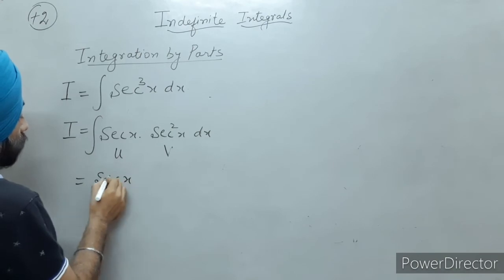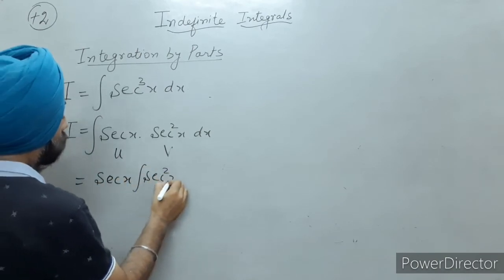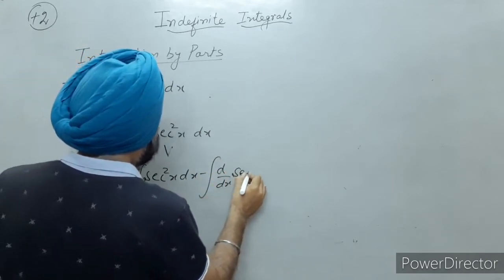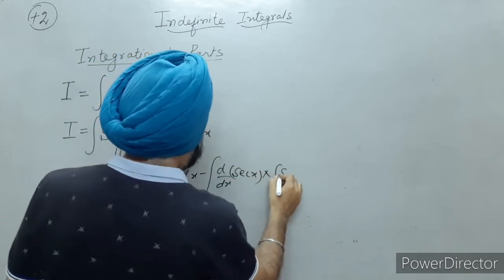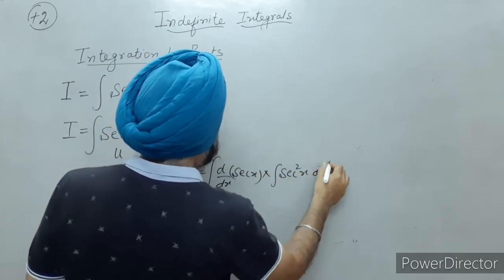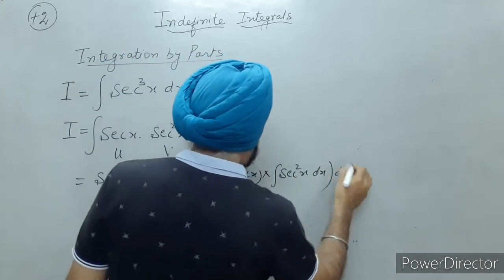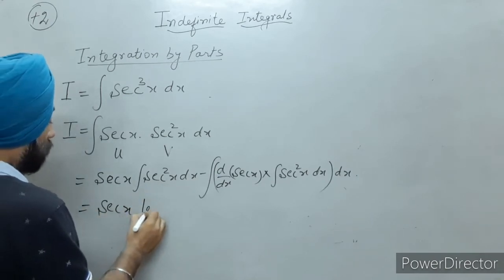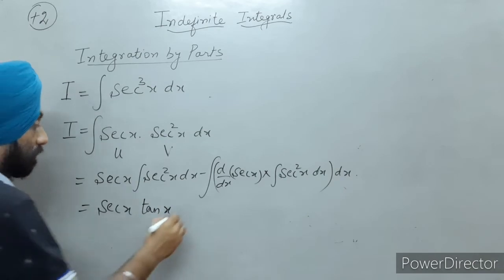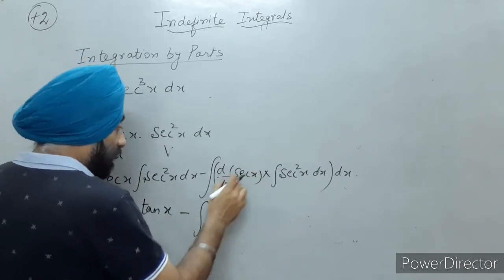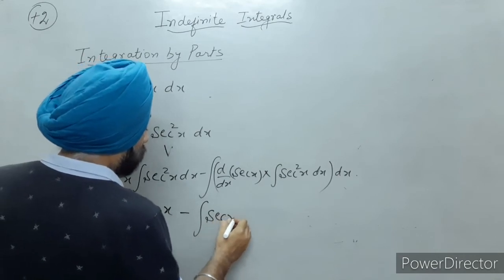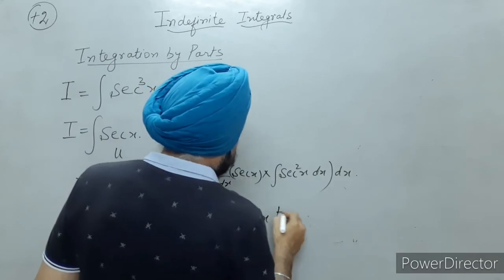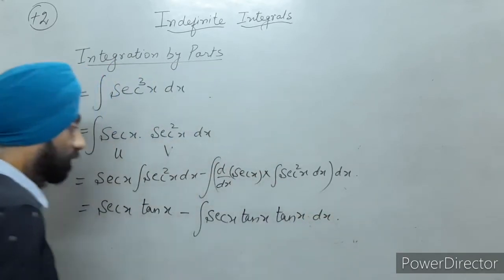First function, integral of second function, minus integral of derivative of first into integral of second. Its whole integral is there, right? Now, secant x, integral of secant square x is tan x, minus integral of secant x, derivative of secant x is secant x tan x, secant square x integral is tan x dx, right?